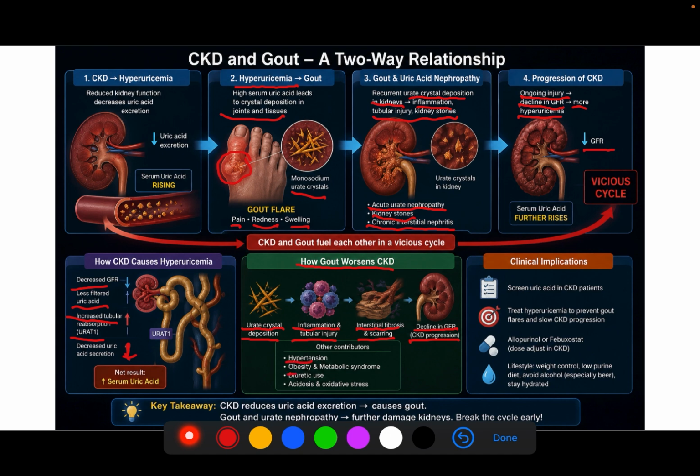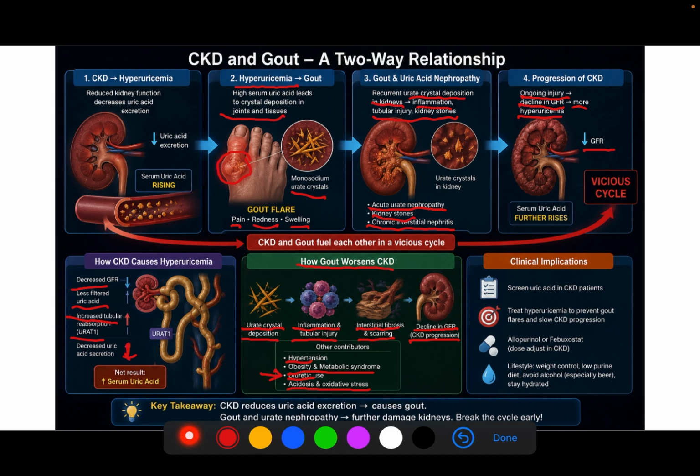Other factors also contribute to the worsening of CKD. These are hypertension, obesity, metabolic syndrome, diabetes, acidosis, and oxidative stress. Also, the drugs used in CKD, usually the diuretics, can worsen hyperuricemia by various mechanisms. These drugs compete with uric acid for active secretion in the tubular lumen, due to which uric acid is not excreted actively and its level builds up further in the blood, causing hyperuricemia and ultimately gout as well.